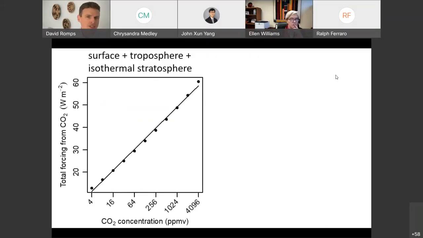Well, let's actually see if that's true. So here is, again, one of these plots of the radiative forcing, the total forcing, in that cloud resolving model. And here I've got a simple setup. I've got a surface, I've got a troposphere with a fixed lapse rate, and then an isothermal stratosphere on top of that. And we get this log scaling.